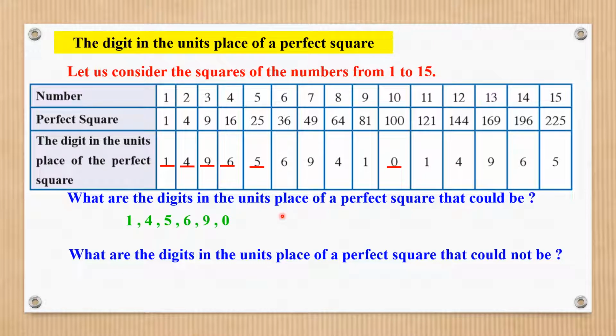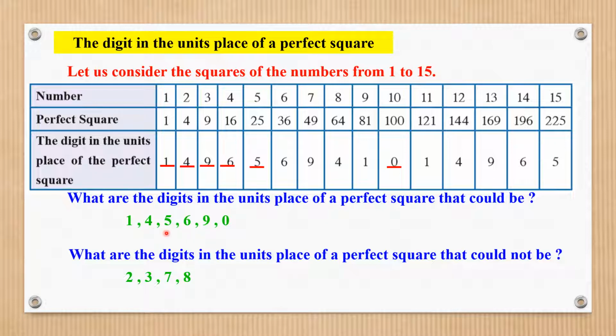We took 1 and there's no 2. Then 2 cannot be a last digit of a perfect square. And 3 and 7 and 8. So there are 4 digits that cannot be the last digit of a perfect square. They are 2, 3, 7 and 8.